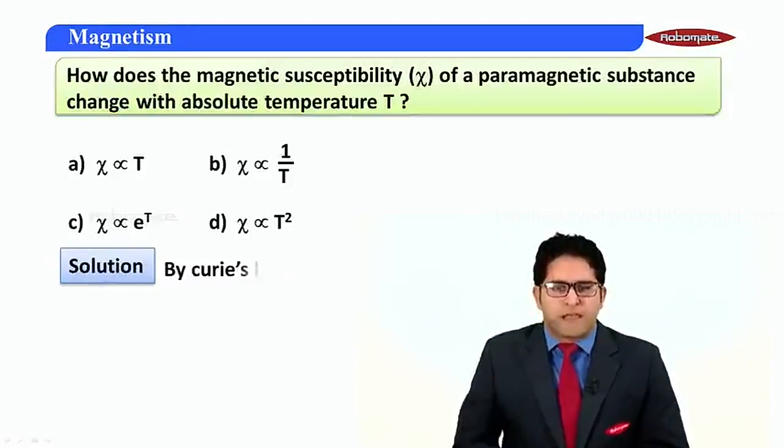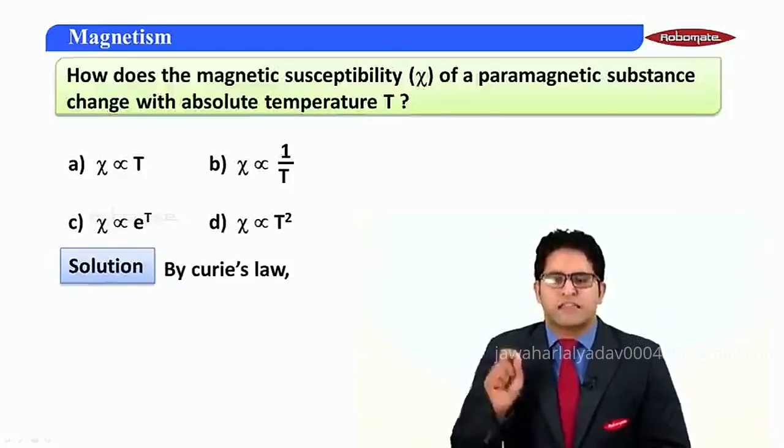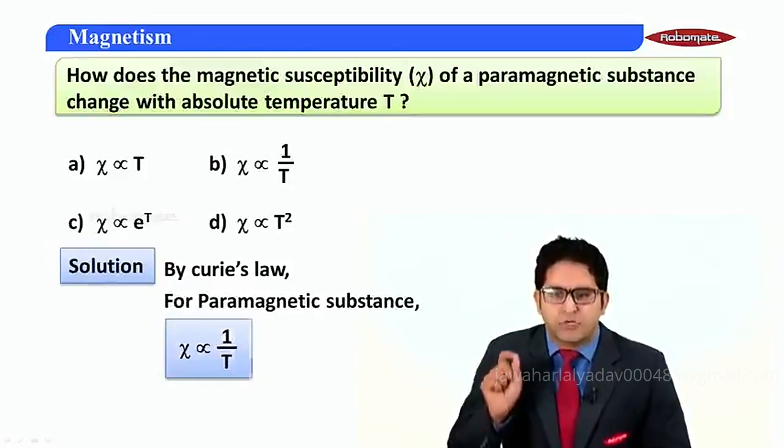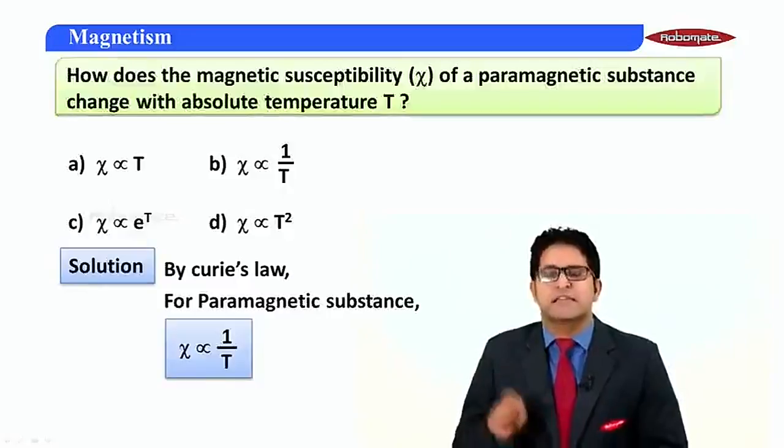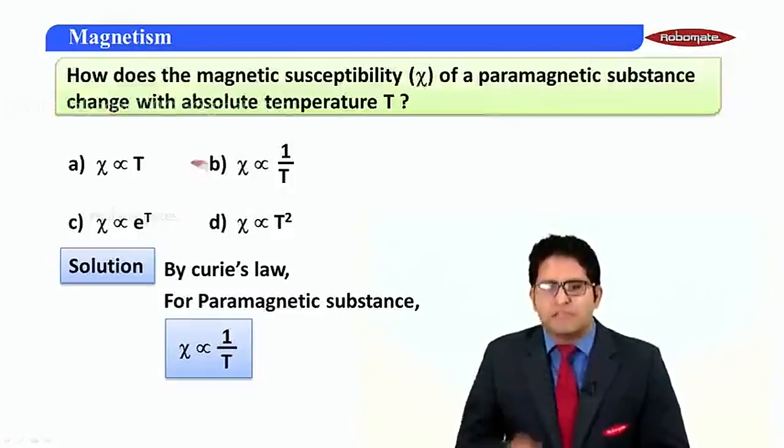For a paramagnetic substance, by Curie's law, we can say xi is directly proportional to 1 by T. So which is the correct answer? In this case, option B is the correct answer.